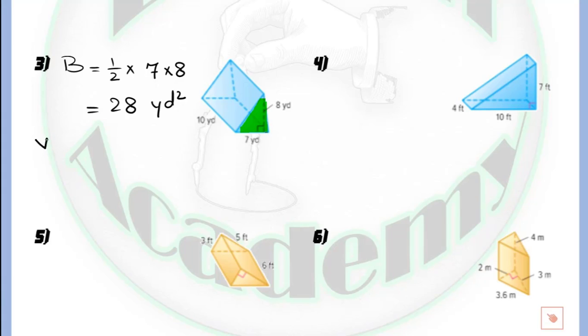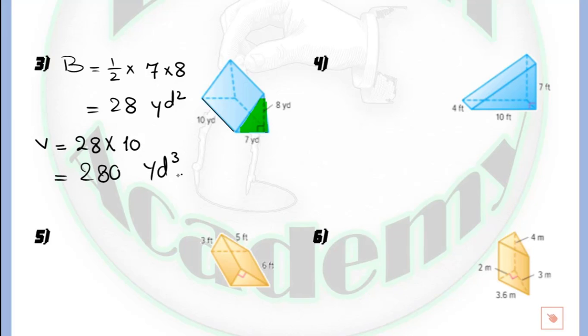Now we need to find the volume. The volume will be equal to the area of the base, which is 28, multiplied by the height, which is the length of the line segment joining the two opposite bases, which is 10. So we multiply 28 by 10. The answer will be equal to 280. Since the volume must be measured in cubic units, it will be 280 cubic yards.